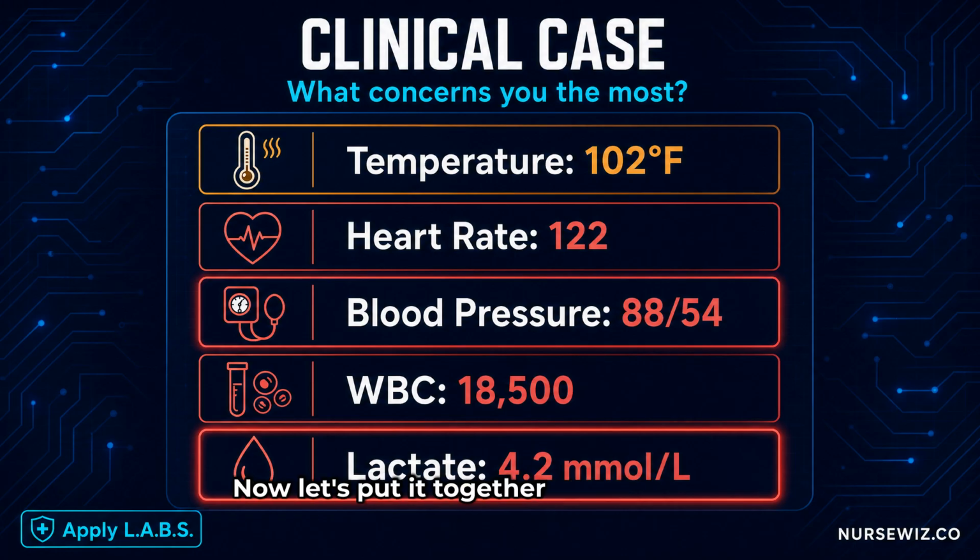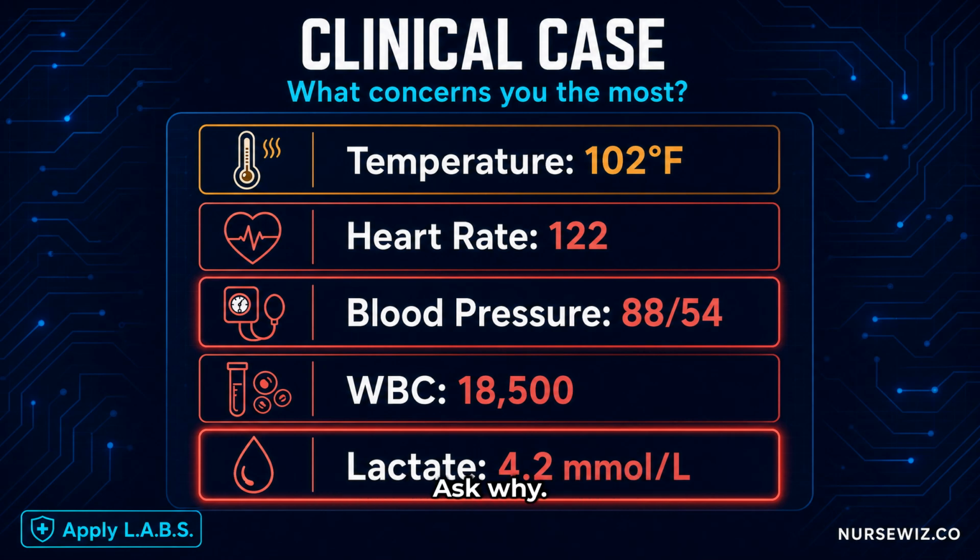Now let's put it together on one patient. Temperature 102 degrees Fahrenheit. Heart rate 122. Blood pressure 88/54. White blood cell count 18,500. Lactate 4.2 millimoles per liter. What concerns you the most? Learn the ranges. The white count is high. The lactate is elevated. The heart rate is fast, and the blood pressure is low.